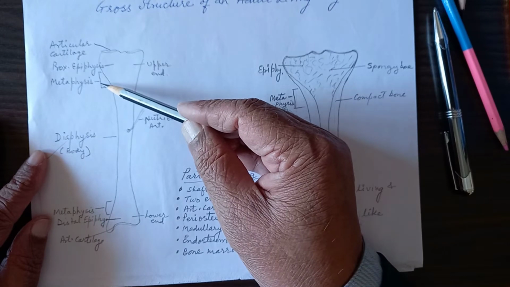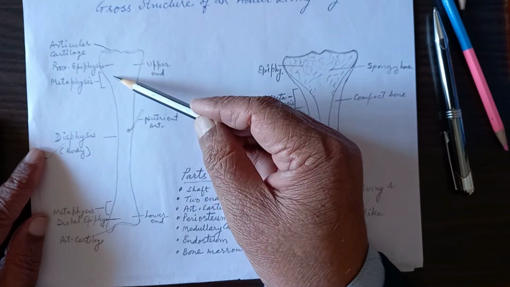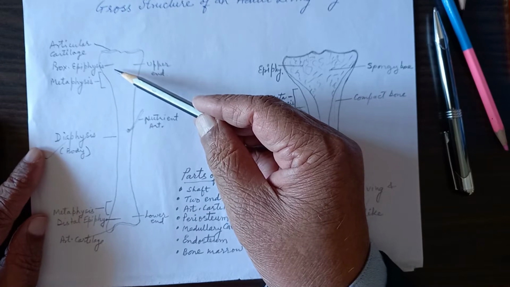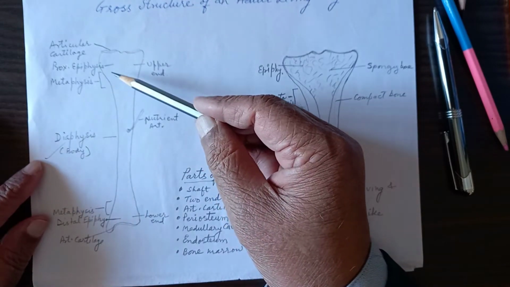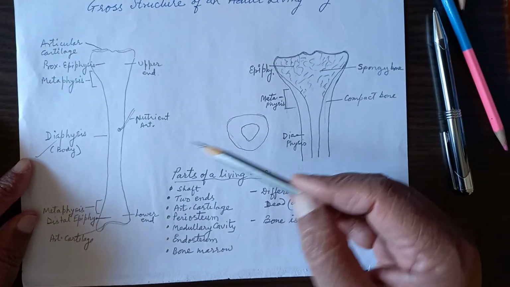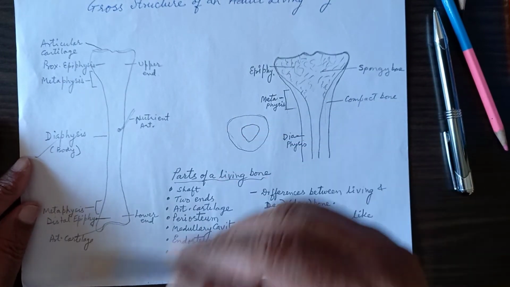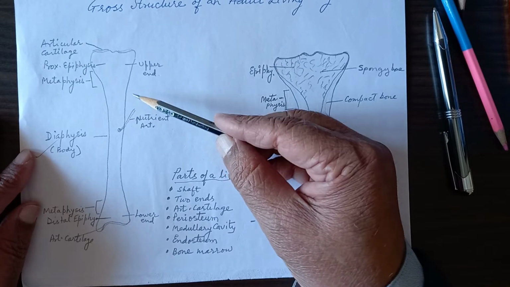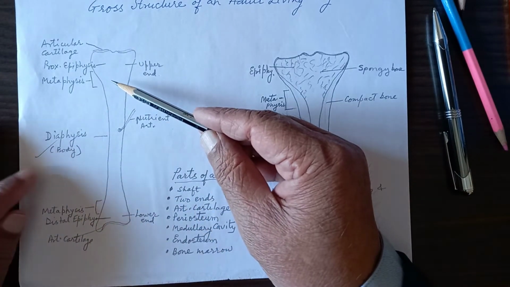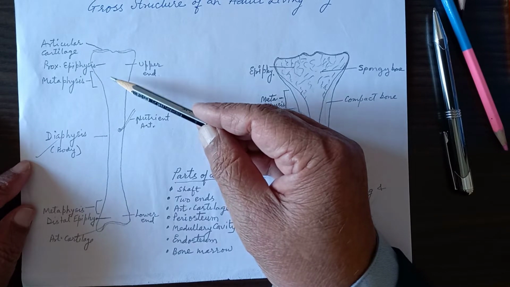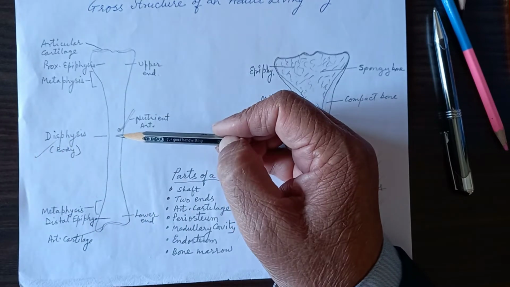But you should realize that the metaphysis is not a separate structure, but it is part of the diaphysis. Or you may say that the uppermost and the lowermost end of the diaphysis, which comes in contact with the epiphysis or ends, is the metaphysis. Now the metaphysis has great significance in a developing bone, because this is the site where the cartilage, that is the epiphyseal cartilage, is constantly replaced by bone. So this is the site for bone formation. But after the completion of bone formation, the metaphysis does not show osteogenic activity or bone formation. It remains as an expanded end fusing with the epiphysis at the epiphyseal line, okay.